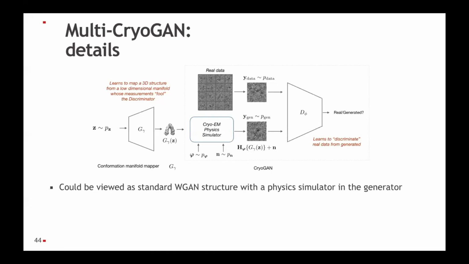This can actually be seen as a WGAN, or Wasserstein GAN, structure with a physics simulator in the generator. The generator is transforming the latent distribution into the conformation distribution. The cryo physics takes this conformation distribution and turns it into the projection distribution, which is given to the discriminator. The discriminator is trying to match it, and we are trying to change the generator so that the two distributions match.